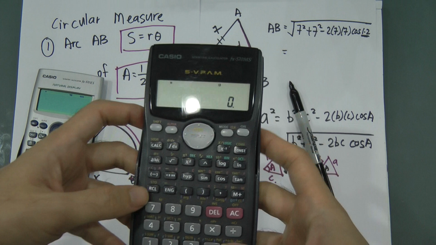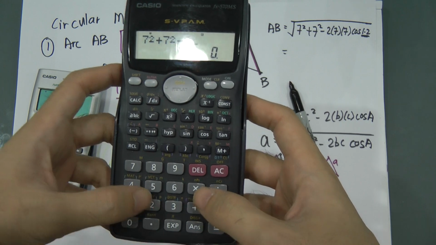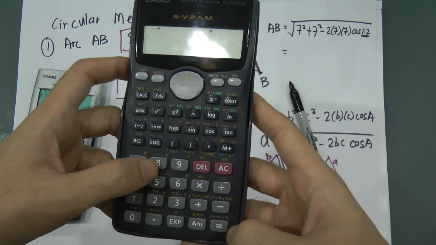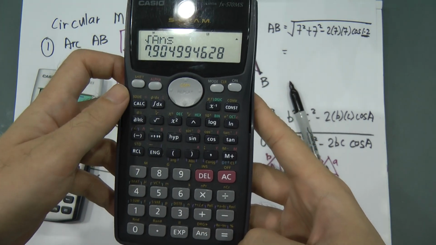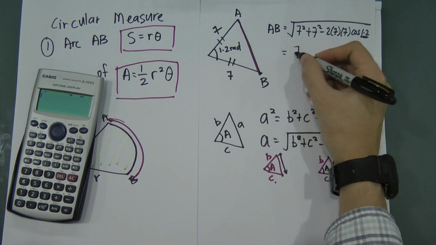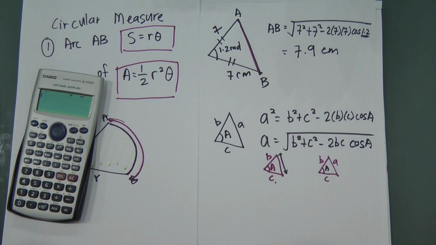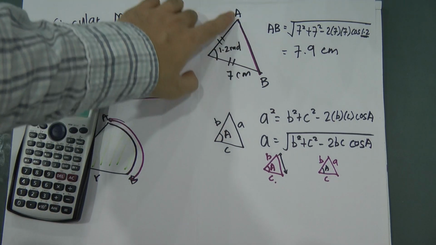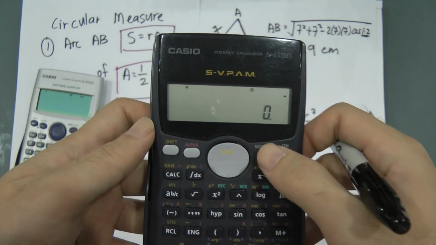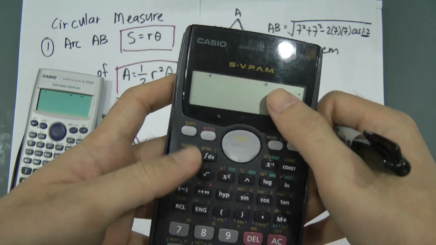Okay, then you just press 7 square plus 7 square minus 2 multiply 7 multiply 7 multiply cos 1.2. And then you square root your answer. You get the length equal to 7.9. So it's 7.9. Let's say this is cm, so this will be cm. This is the way to find the length AB. Of course, if after you press radian you want to change back, you just press the same thing, mode 1, 2, 3, 4. Do you see degree? Press 1. Then now it has changed back to degree.